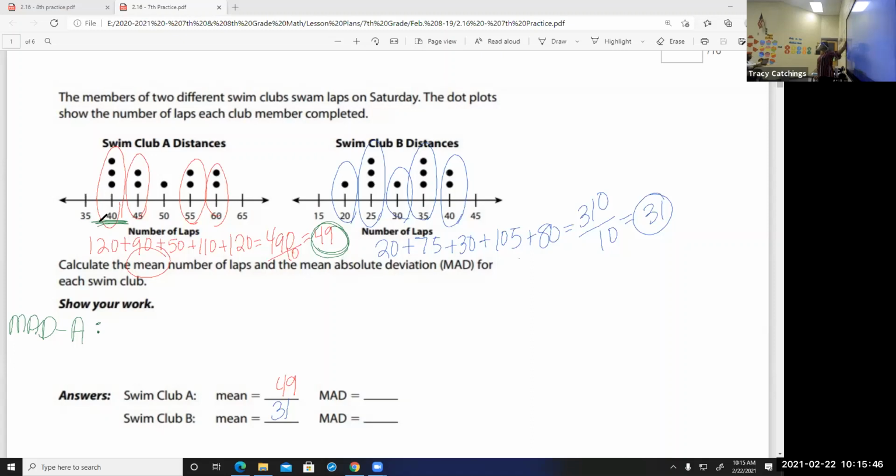So I will have 9, 3 times. All right, 45 from 49. 4. So we have that twice. 50 from 49. 55 from 49. Got this twice. 60 from 49. Good, and we got that twice. So now add all those up.